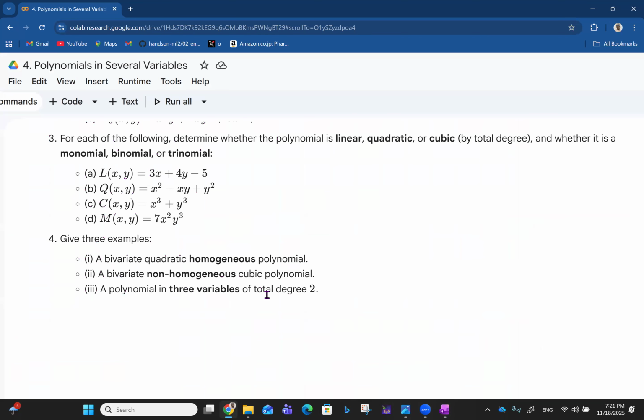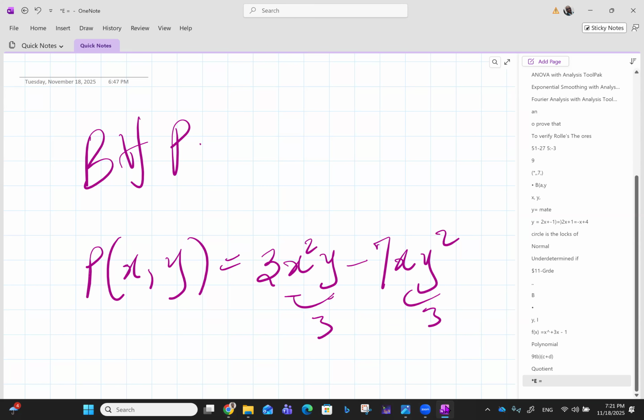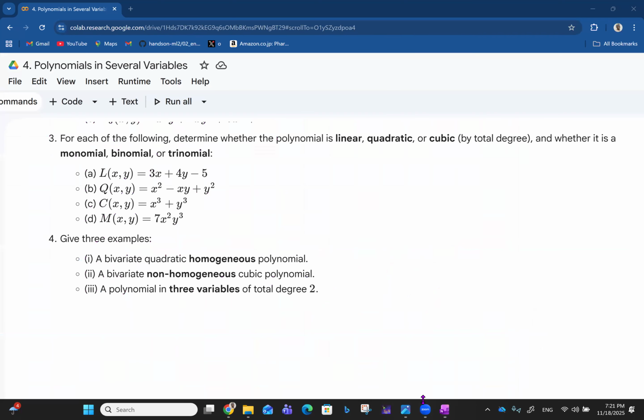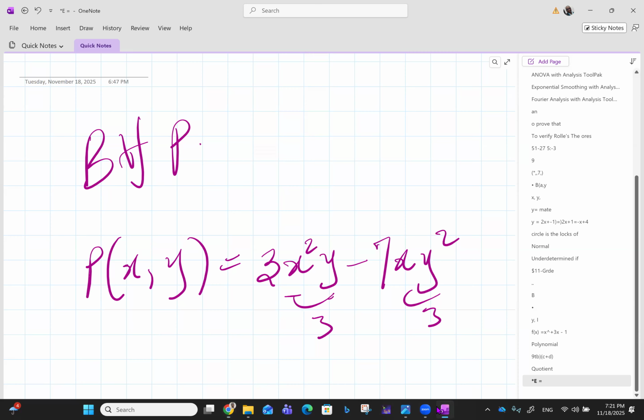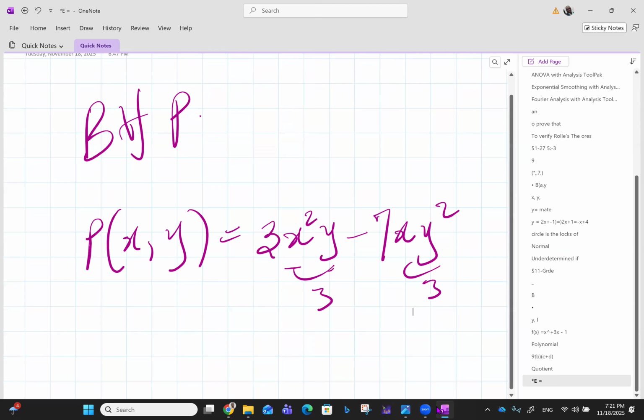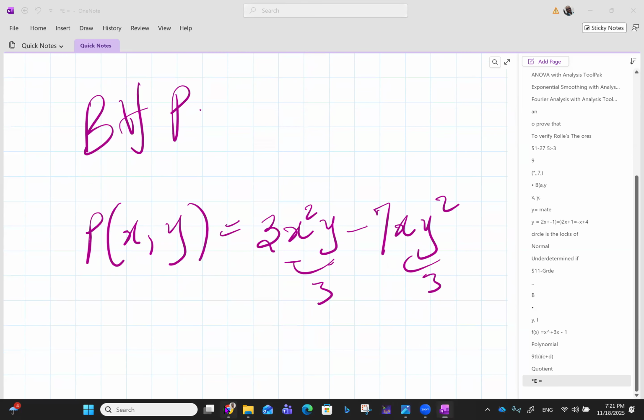So we have bivariate non-homogeneous cubic polynomial. Interestingly, this also fits into it. Is it non-homogeneous, right? Oh, that one is quadratic, right? I think I got it, a bivariate quadratic. So this can maybe just be x, this 1, 1. So that's bivariate quadratic.